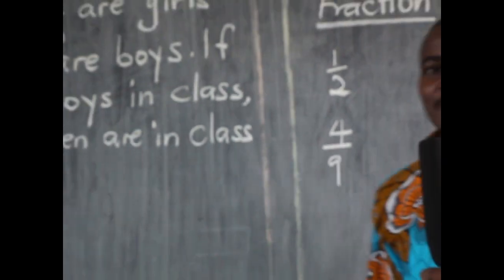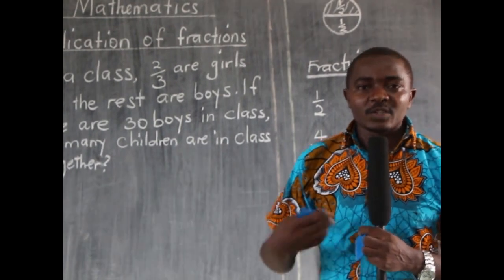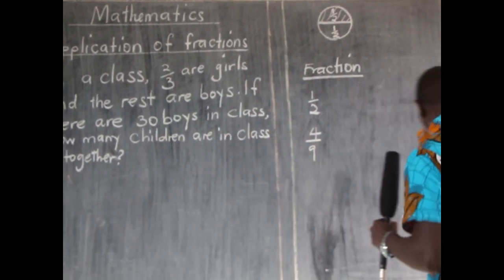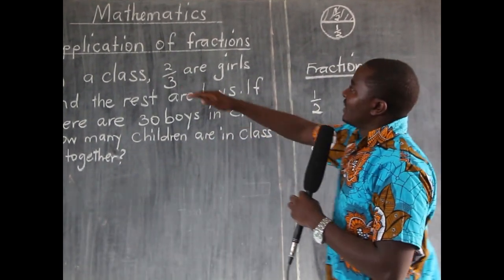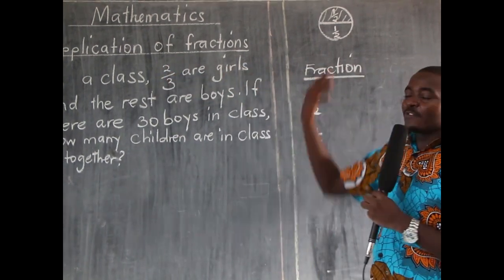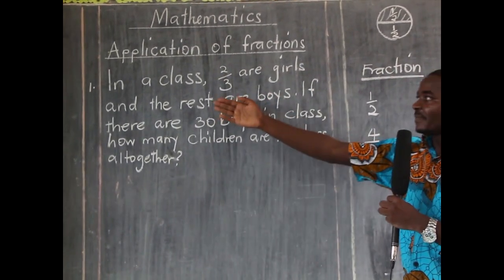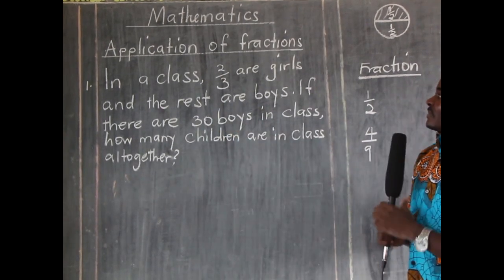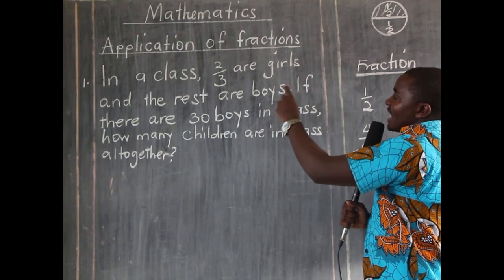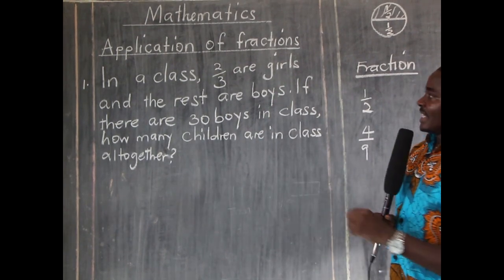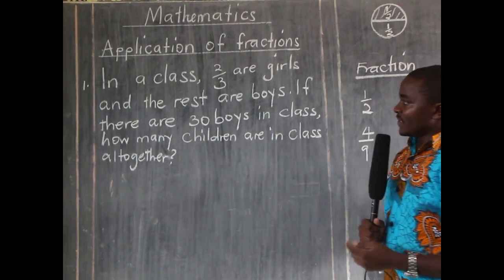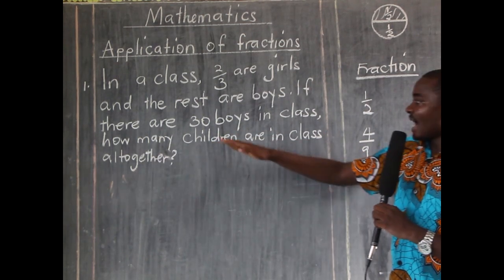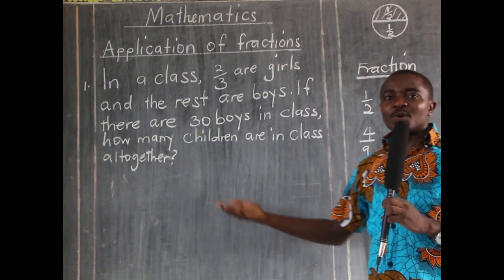So at this time, let us apply fractions in our real life. Let us have our example. Application of fractions. Example number 1. In a class, 2 out of 3 are girls, and the rest are boys. If there are 30 boys in the class, how many children are in the class altogether?